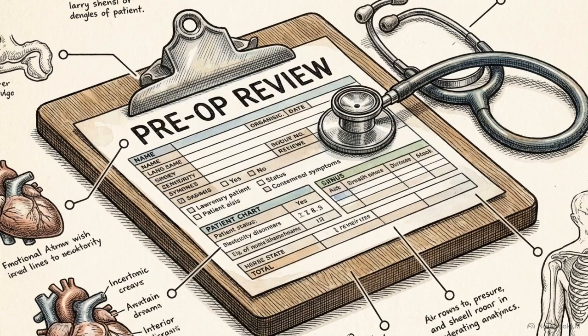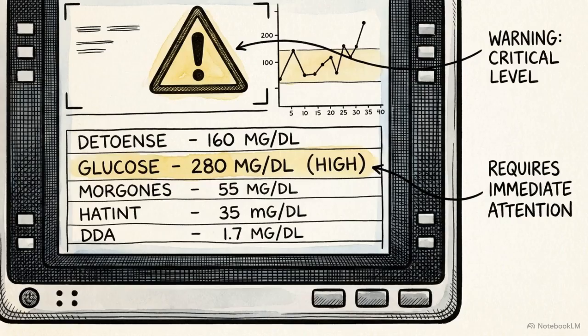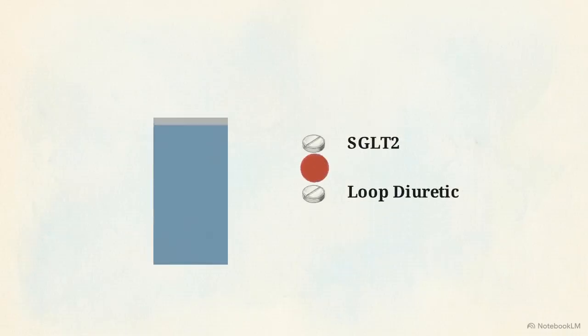Before clearing any patient for an invasive surgical or dental procedure, you must execute a rapid 4-point chart review. Step 1. Check renal function. Verify that the current eGFR is above 45 for optimal safety. An eGFR of 30 is the absolute minimum clearance required to proceed. Step 2. Screen for medication conflicts. Check their chart for the concurrent use of loop diuretics. Combining these with empagliflozin heavily compounds the risk of severe volume depletion.